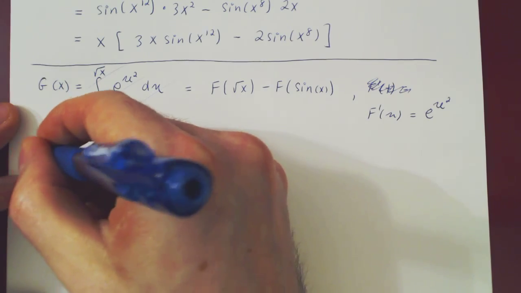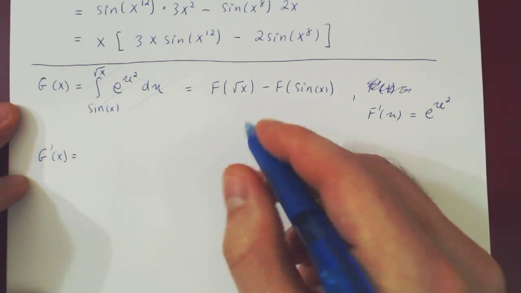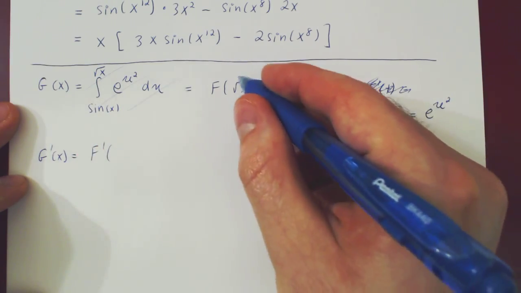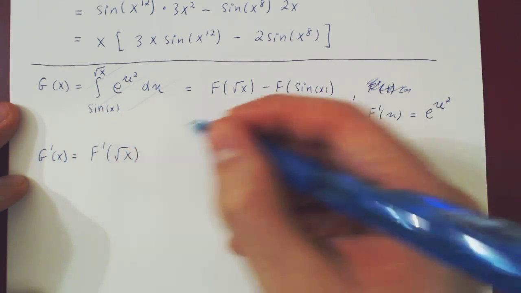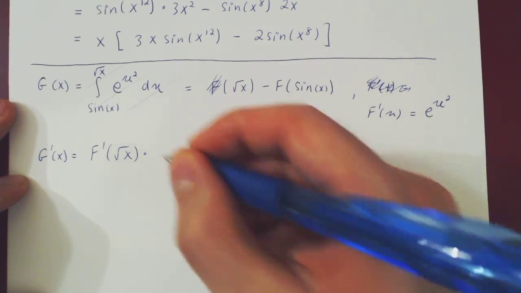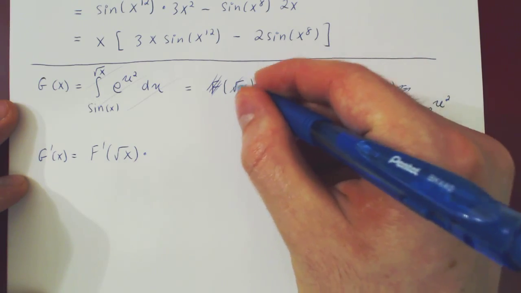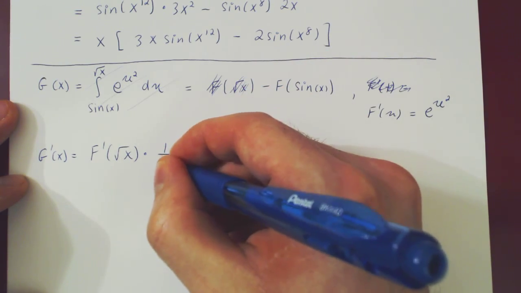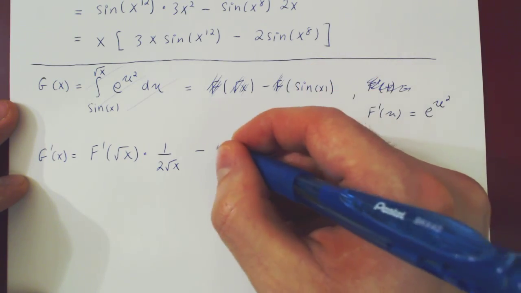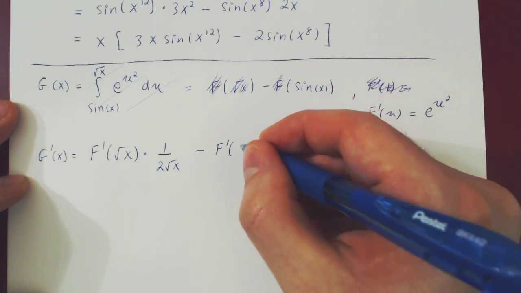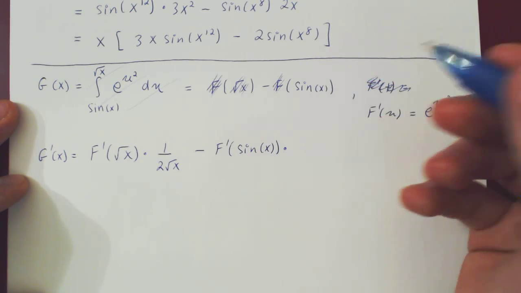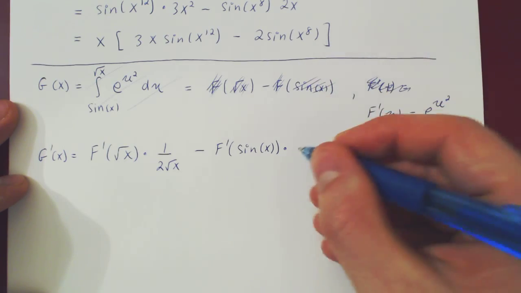So g prime of x is the derivative of this, chain rule, derivative of f prime of what? Of root of x, such as the derivative of big F by the chain rule times the derivative of root of x, which is 1 over 2 root of x, minus the derivative of the outside function f prime of what? Of sine of x. Chain rule times the derivative of what's left over, the derivative of sine of x is cos of x.